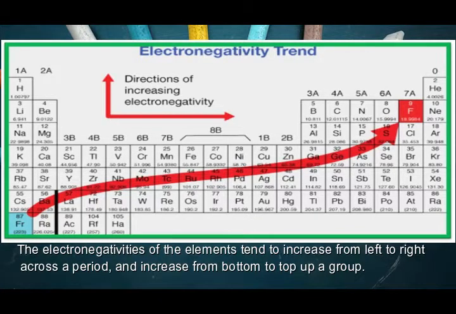Electronegativity trend illustrates the direction of electrons based on the position of the element on the periodic table. The electronegativities of elements tend to increase from left to right across a period and also increase from top to bottom of a group.